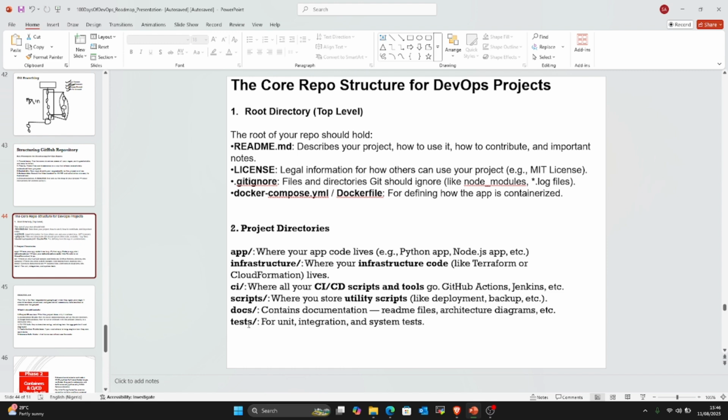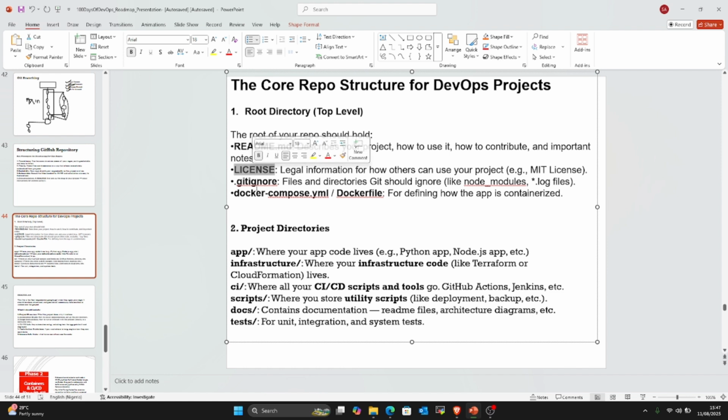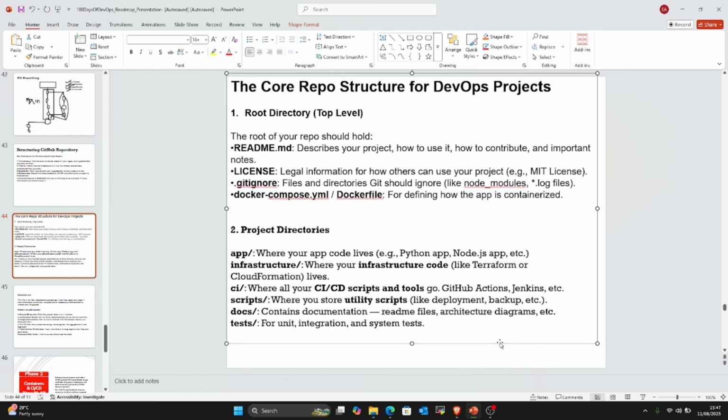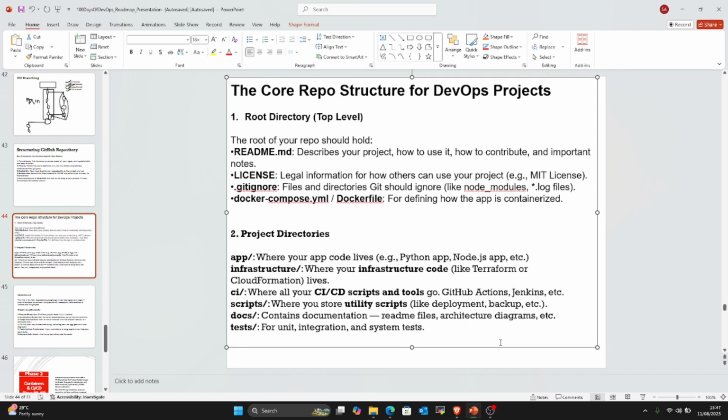Then for unit tests, if you are testing your application and all of that, you should have a folder for it. So all these ones, these four, they are not folders. They are just files that should be at your root level. While all these other ones are folders that contain other subfolders. Basically, it's not a one-fit-all situation. You understand? It varies from time to time, but I'm just trying to cover the most common ones. So basically, this is how the core repo structure for a DevOps project can look. It's now left for you to tweak it according to your discretion or the requirements of the project.